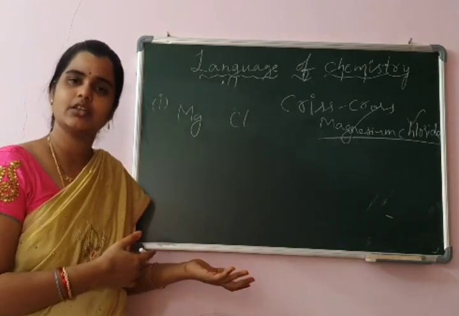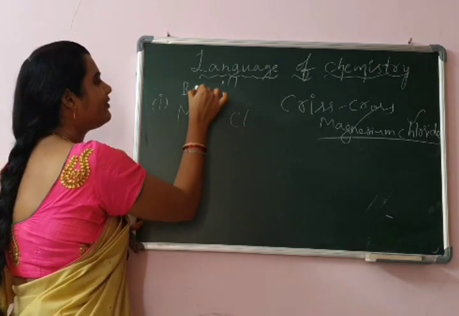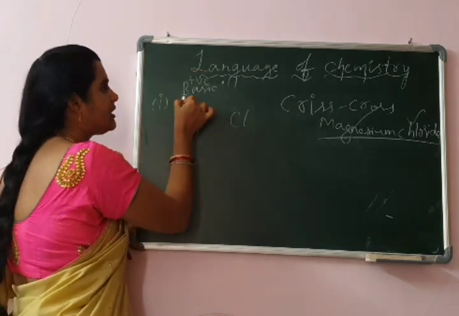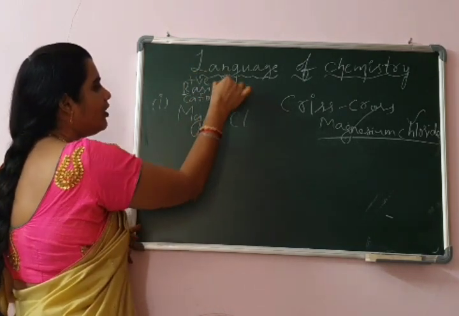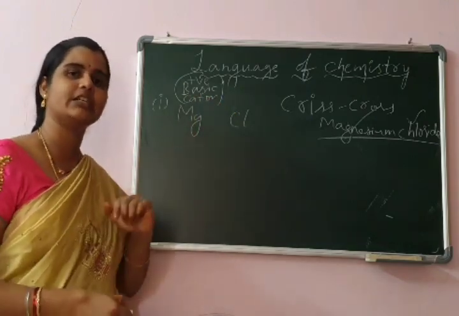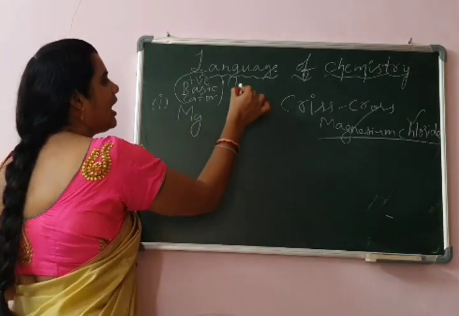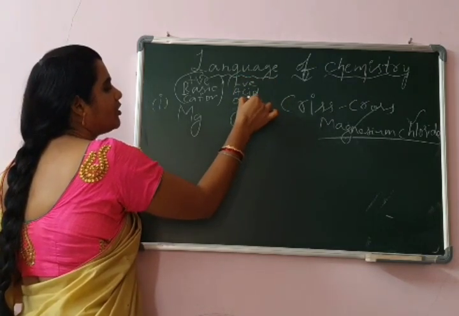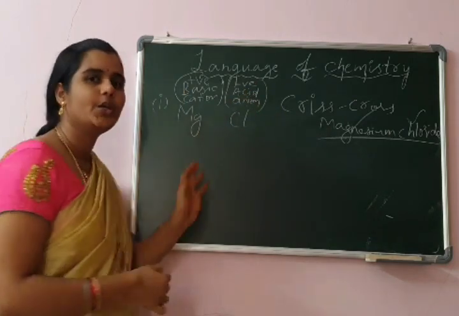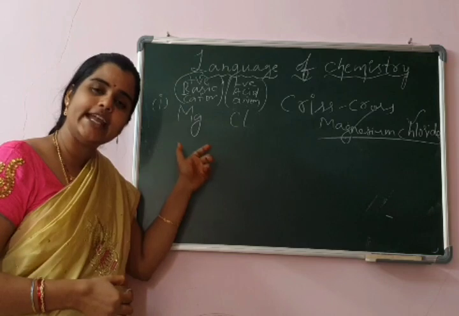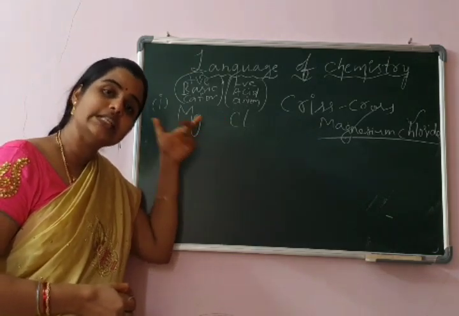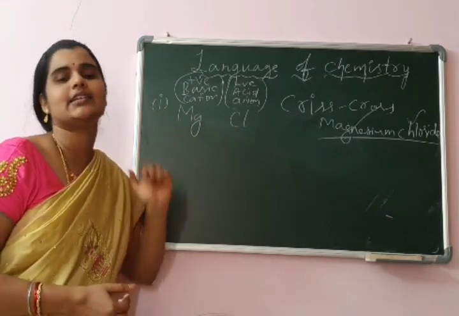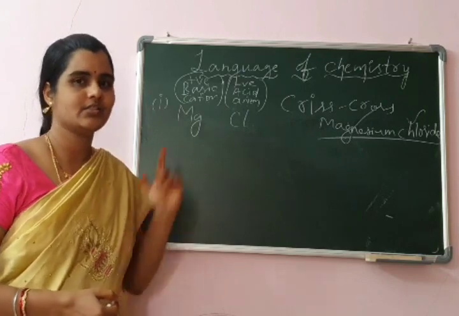Writing side by side is okay. Which one should be written first? You have to write the basic radical first. Basic radical is nothing but the electropositive radical, which is nothing but the cation. This should be written first, and then you write the acidic radical, or electronegative radical, or the anion. So you write the symbols of the elements side by side, with the basic radical first and then the acidic radical. This is the first step.